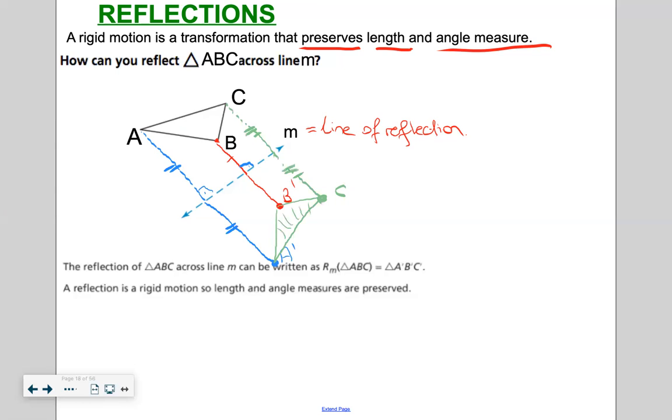How can we describe this? How can we write a rule? We describe the reflection with the capital R, and M means the line of reflection.